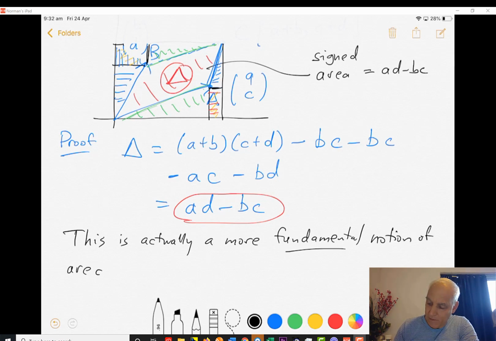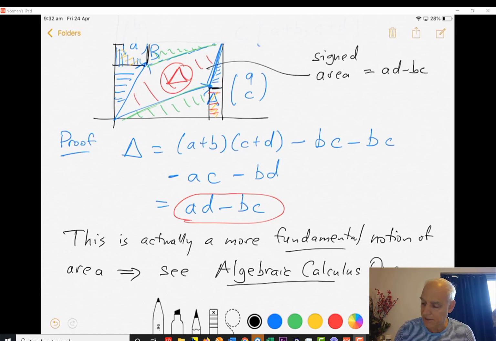Now that takes some explaining, but if you are interested in the foundations of that, have a look at my Algebraic Calculus 1 course, which is all about calculus in a very general kind of way, and hopefully in a precise way. And you'll see there that the entire theory of area, because integral calculus is all about area, can be framed in a discussion that starts with this notion of area. So this turns out to be the fundamental notion of area that we can use to systematically build up a coherent theory of areas of curves.